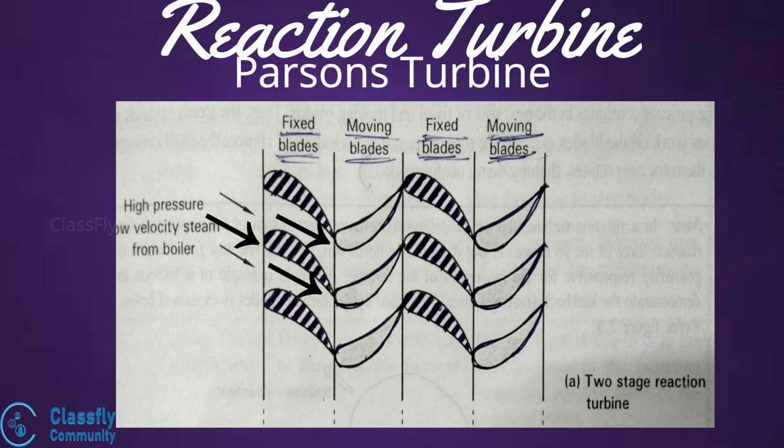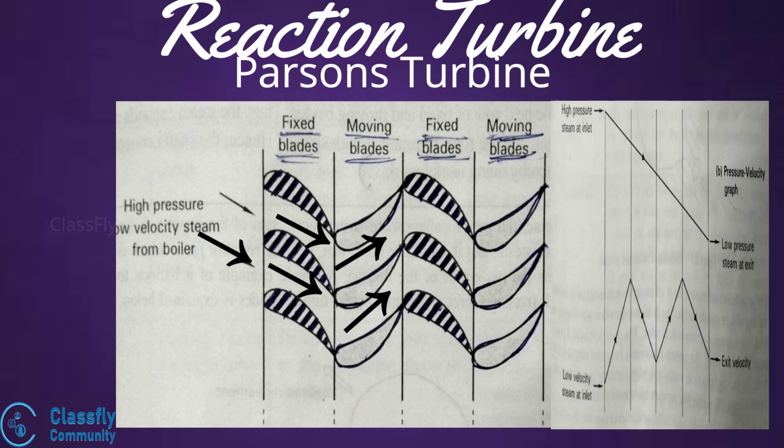The fixed blades then guide the steam to the set of moving blades. As this steam moves over the moving blades, it will undergo a change in velocity and direction and hence a change in momentum. This will lead to an impulsive force which will push the blades and hence cause the rotor to rotate. Also, as the steam passes through the set of moving blades, it suffers a further drop in pressure as the moving blades also act as a nozzle.